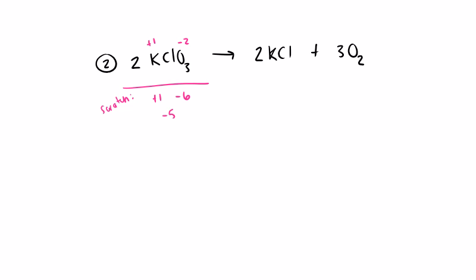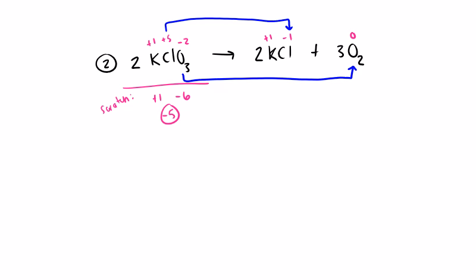So that gives me a -5 charge. So chlorine needs to be +5. Potassium's +1 and -1. And then oxygen is a free element here, so it's 0. Okay? So when I look for things that change, chlorine changed. It went from +5 to a -1. And oxygen changed. It went from -2 to 0. So this is another redox reaction.